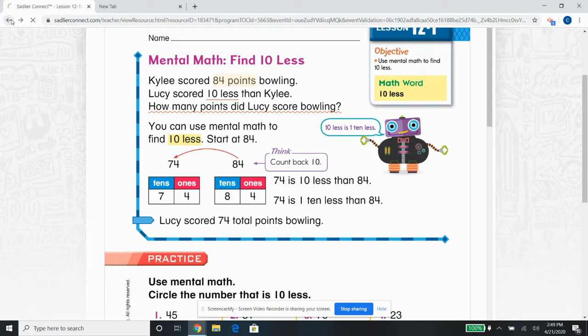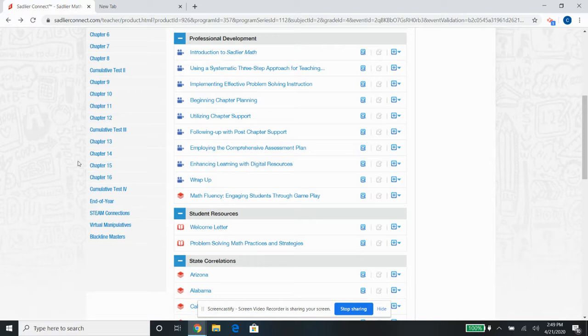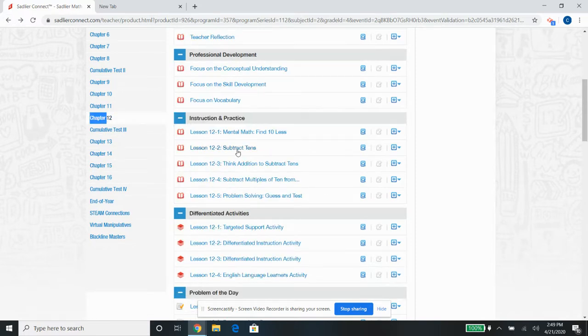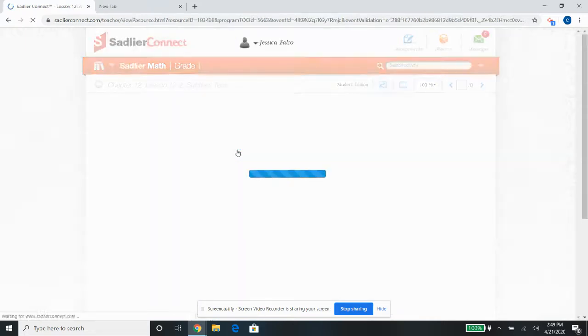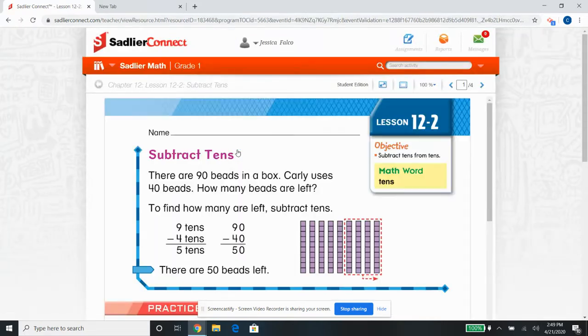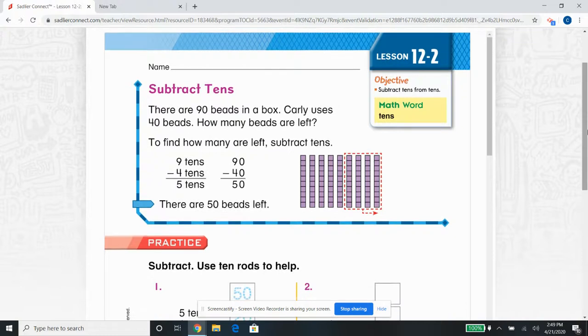I'm going to go through today's lesson because I wasn't able to record that. So let me do that now for you. So it's 12-2, subtract tens. So before I begin this chapter, in the classroom, we use these manipulatives, which is just 10 rods.